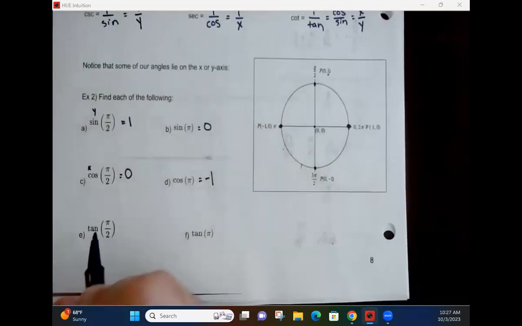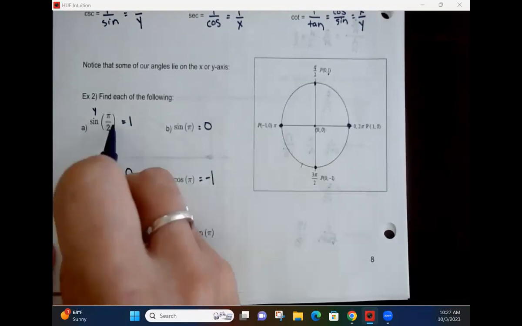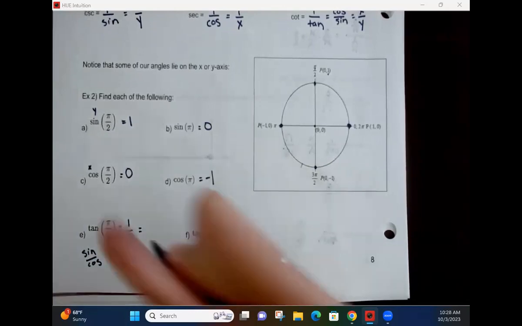If I asked you for tangent of pi over 2, that's where I've got to look at the ratio of sine to cosine. So remember, tangent is sine over cosine. Sine of pi over 2 is 1. Cosine of pi over 2 is 0. What can we say about tangent of pi over 2? It's undefined.